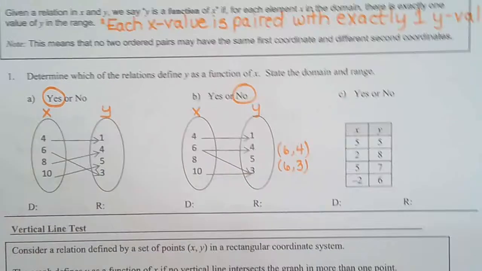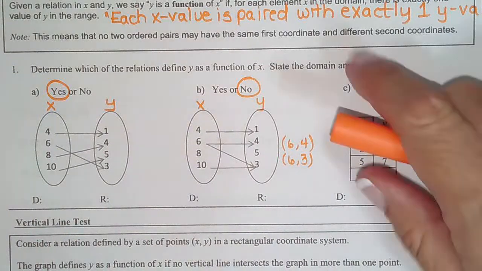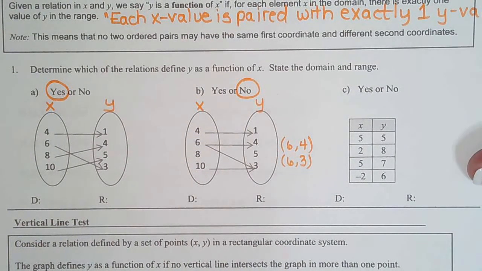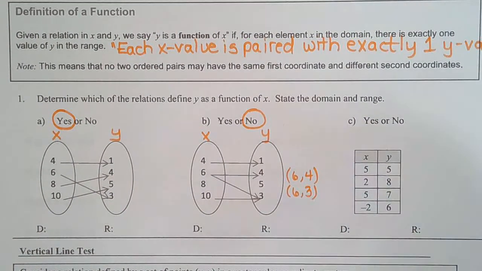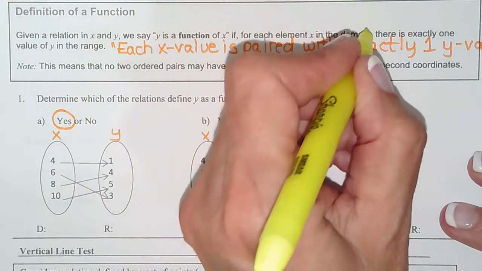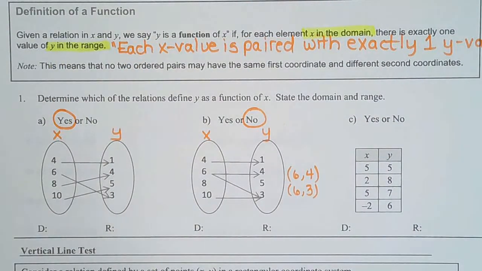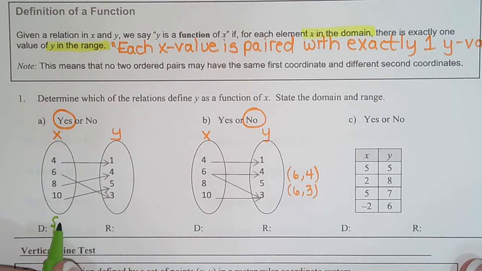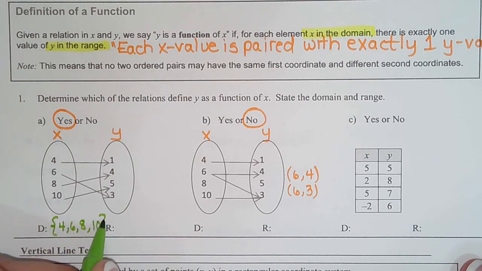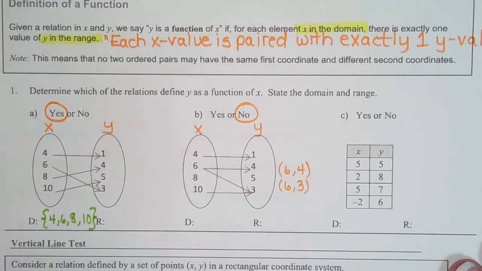So determine whether it's a function, state the domain and range. So as I said, the domain, and maybe this is a highlighter moment, the domain is the x values, and the range are the y values. So because they're a set, we do have to use set notation. So our domain would be 4, 6, 8, and 10. And it's the set of x values. That's why we need to use the set symbol. So 4, 6, 8, and 10.